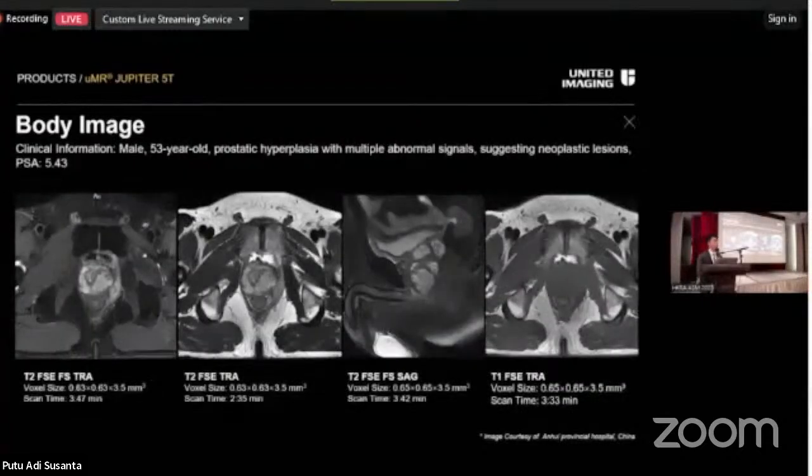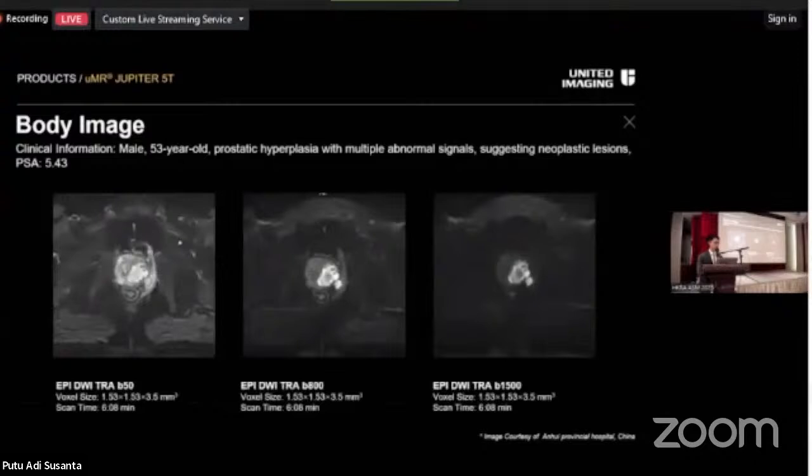Finally, for the body, we have some prostate cases for imaging the pelvis. This can be particularly challenging at higher field strength because of the limited penetration of the RF signal. However, with our 8-channel transmit system, we're able to achieve very homogeneous excitation and good uniformity in the T2 and T1 structure images very well. We can also do the same for EPI-based diffusion, and we can see some neoplastic lesions, which is also confirmed by the PSA value of this patient, which is 5.43.